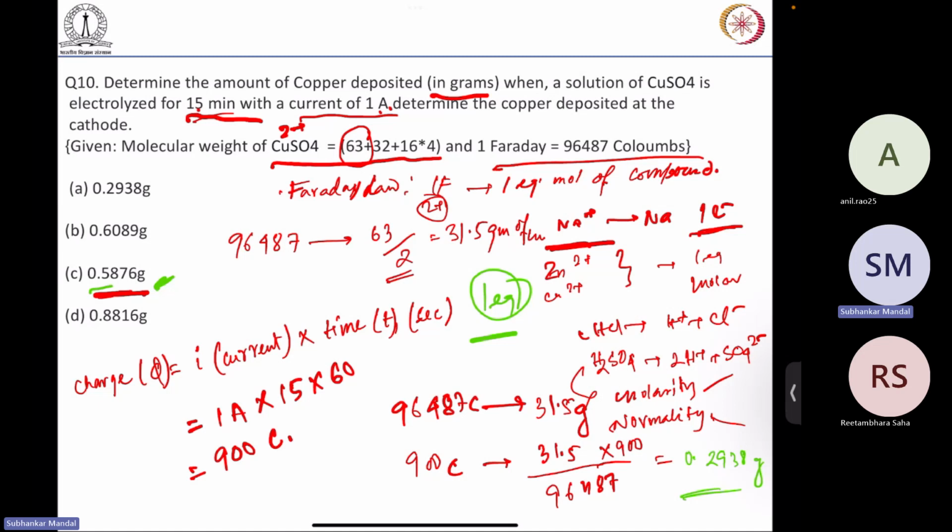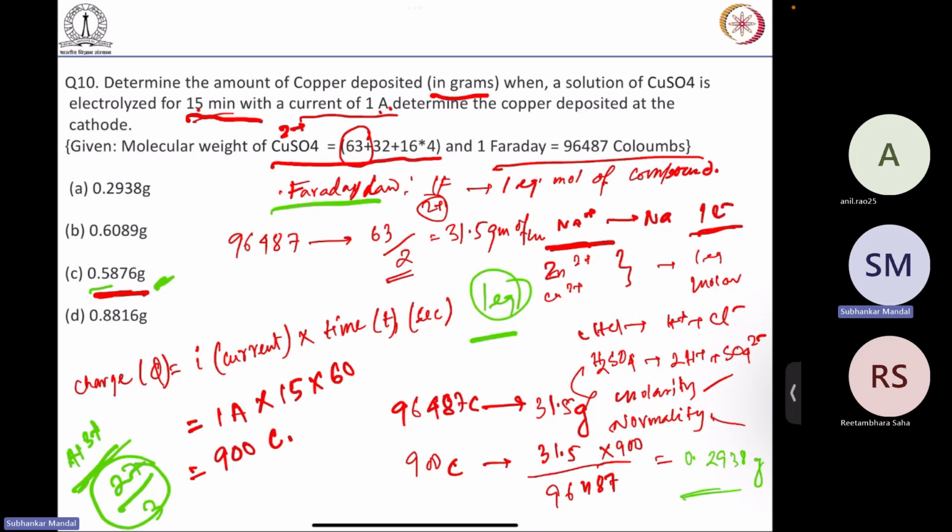Okay, so if it is aluminium, Al 3 plus, then the molecular weight of aluminium is 27, divided by 3, so that much amount of aluminium will deposit if you pass 1 Faraday of charge. Okay, so these things you people can remember. Now I think all the questions are discussed.